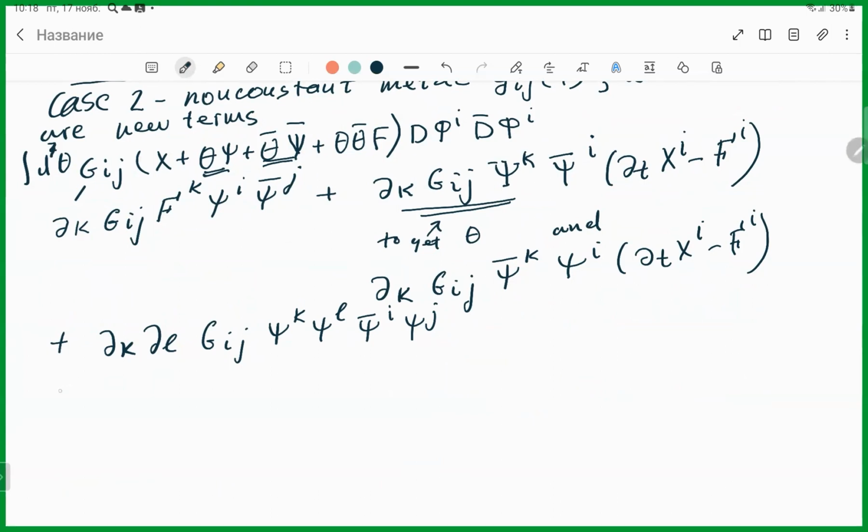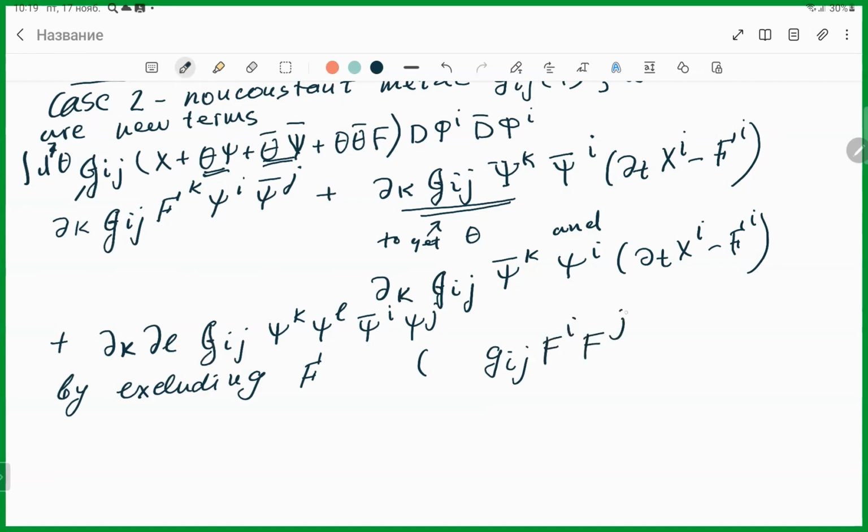That by excluding f, remember that we have term gij. Sorry, metric was small everywhere. Fi, fj, we get Riemann curvature psi I, psi j, psi bar k, psi bar l.